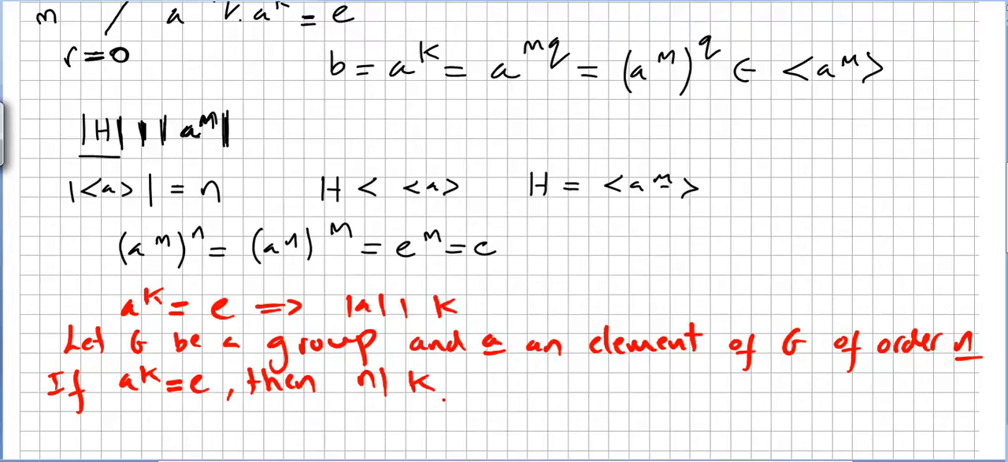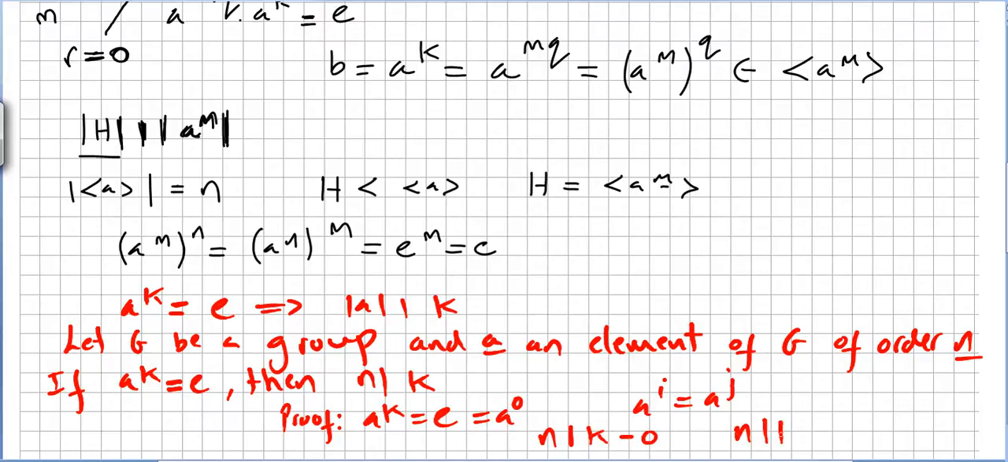The proof was really simple. We just said if a to the power of k equals the identity, that will be equal to a to the power of 0. Okay, and by the theorem we just used, it was the criteria for a to the power of i to be a to the power of j, right? So n here divides k minus 0. Well, that is, n divides k is the same as saying this.